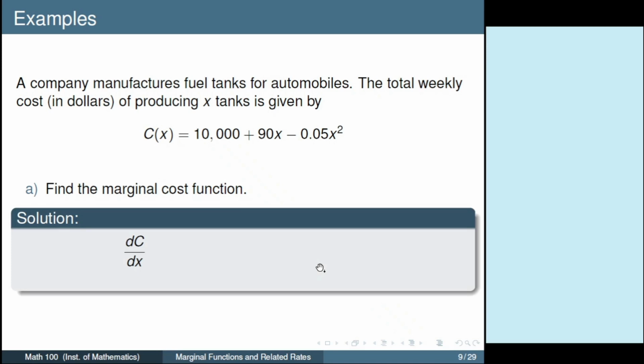So getting C prime of x, or dC over dx, equals the derivative of the constant is 0, plus the derivative of 90x is 90, and the derivative of 0.05x squared is 0.05 times 2x. Simplifying this, you have 90 minus 0.1x. Okay? So this will be the marginal cost function at any value of x.